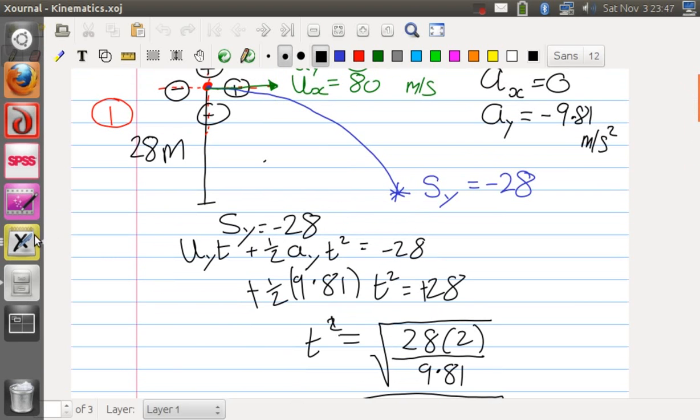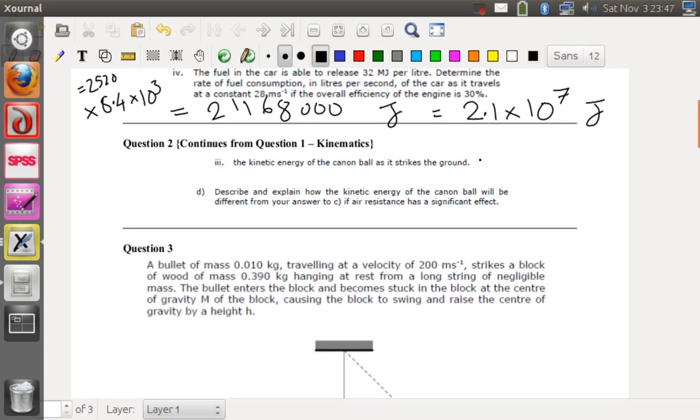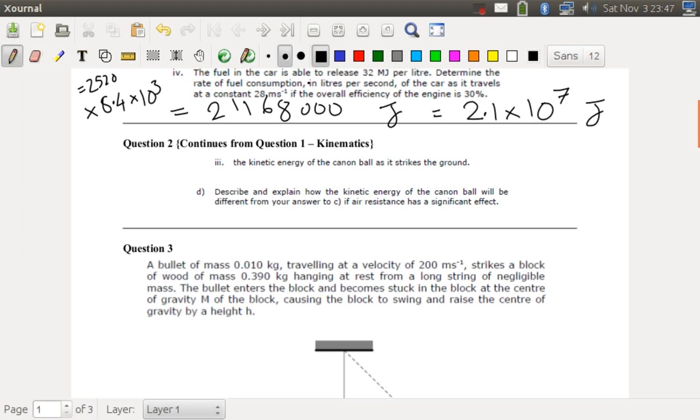Okay. So what happened here? Particle was launched at 80 meters per second and then traveled like that until it hit the ground. What happens when it hits the ground? Well, when it hits the ground, it's still actually traveling horizontally with 80 meters per second. That never changes. But it would have gained some speed vertically.